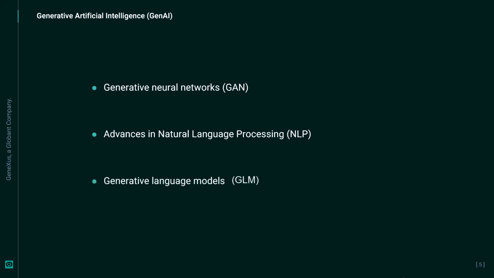Generative language models, GLM. This is a specific subcategory within natural language processing, specialized in the creation of coherent and contextual text. These models not only understand and process language, but also are capable of generating new and creative content based on a wide range of training data.